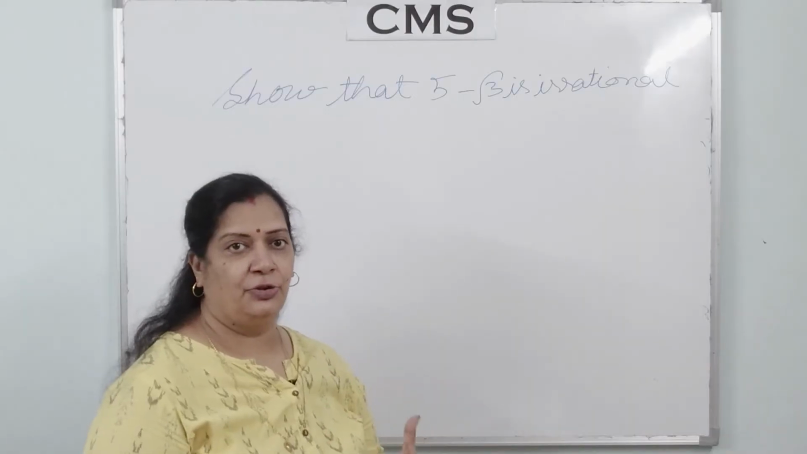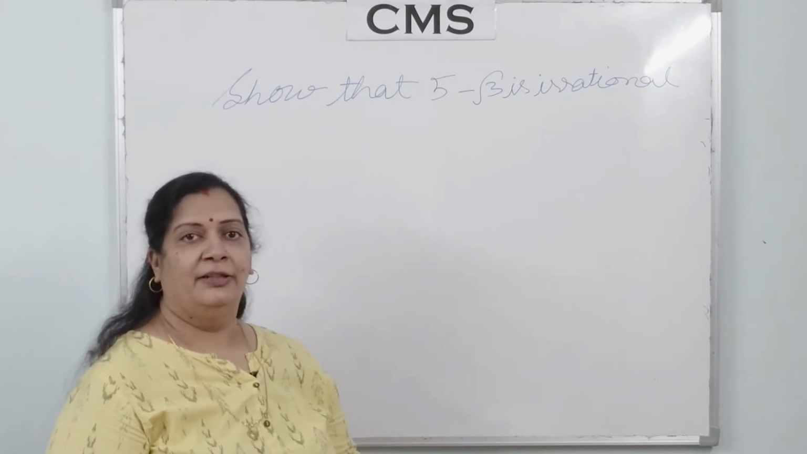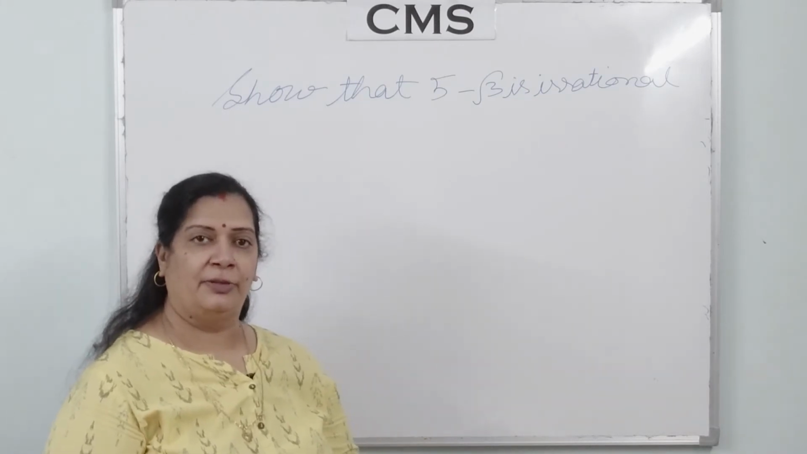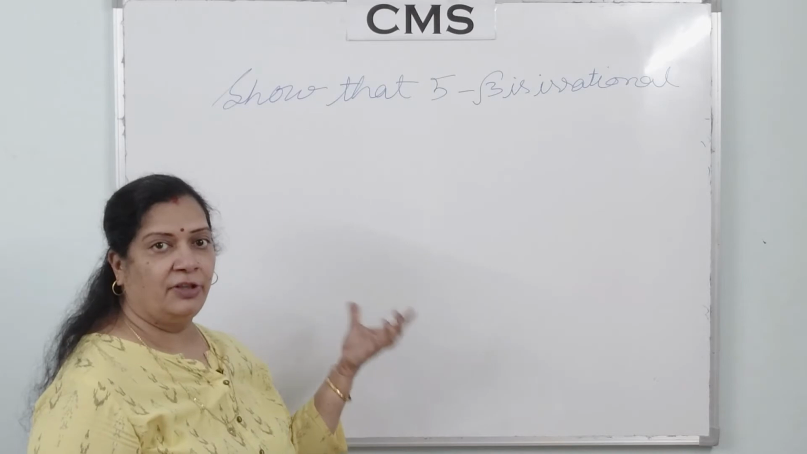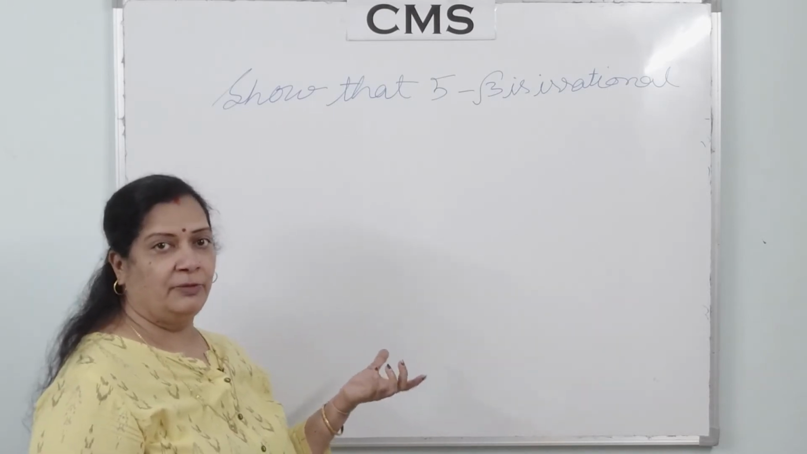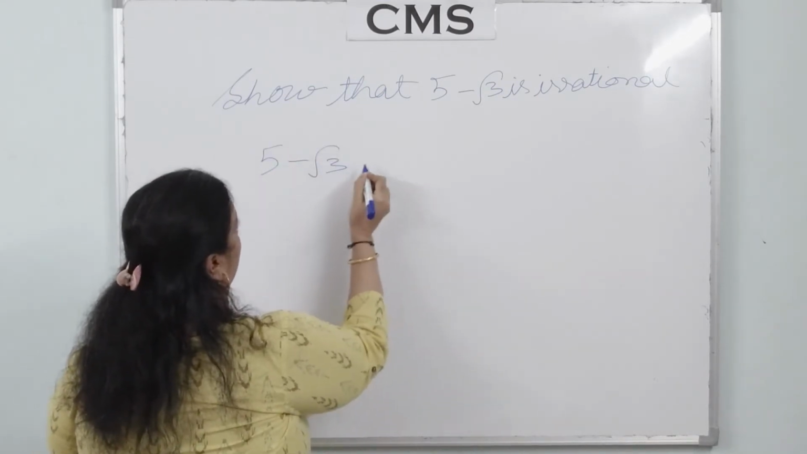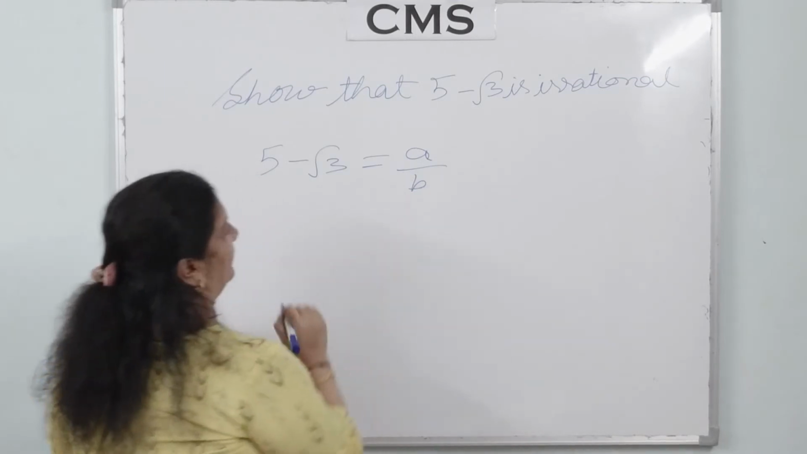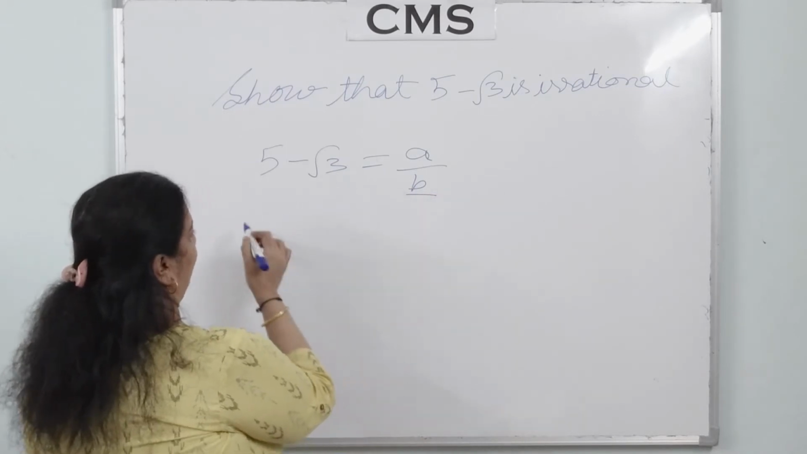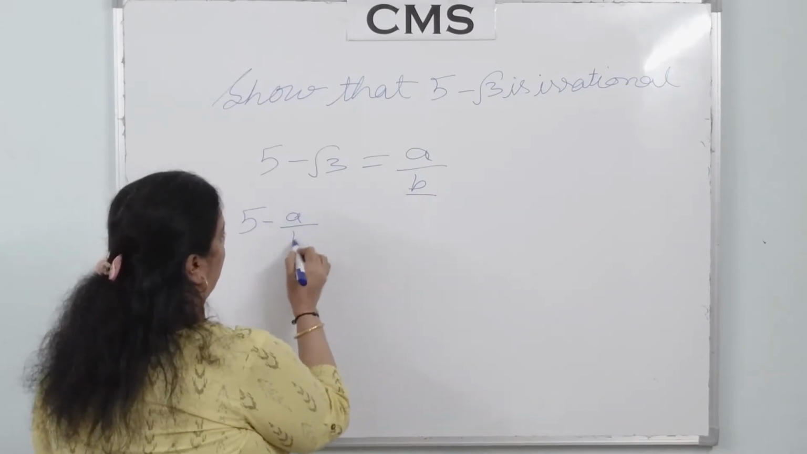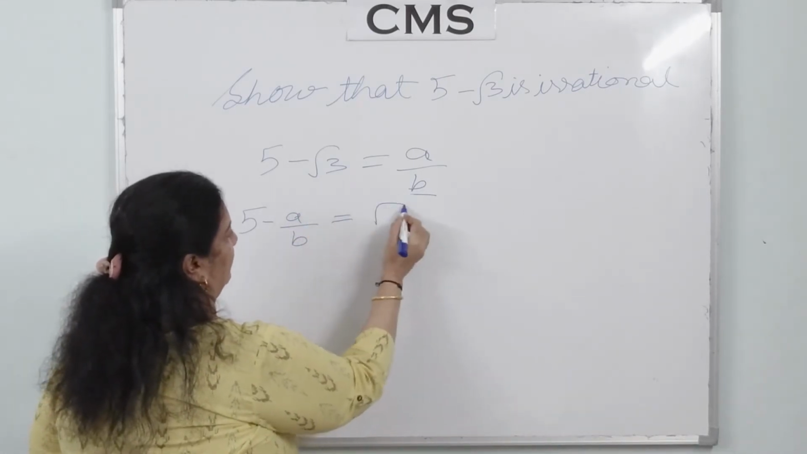Our next example is: show that 5 minus root 3 is an irrational number. Again, what we have to do is assume, on the contrary, that it is a rational number. So we take a and b as co-prime numbers where b is not equal to 0. We write 5 minus root 3 equals a upon b. When we move a upon b from right to left, it becomes 5 minus a upon b, and root 3, with its minus sign, when taken from left to right, becomes 3.